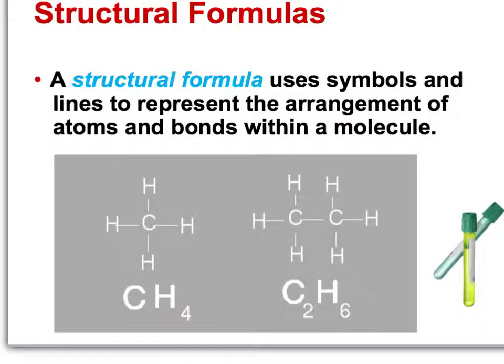A structural formula uses symbols and lines to represent the arrangement of atoms and bonds within a molecule. It gives you somewhat of the idea of the three-dimensional arrangement. Notice that here in CH4, it looks as if these bond angles are 90 degrees. They're not exactly 90 degrees, but this still gives us somewhat of the idea of the arrangement of the atoms in that molecule.